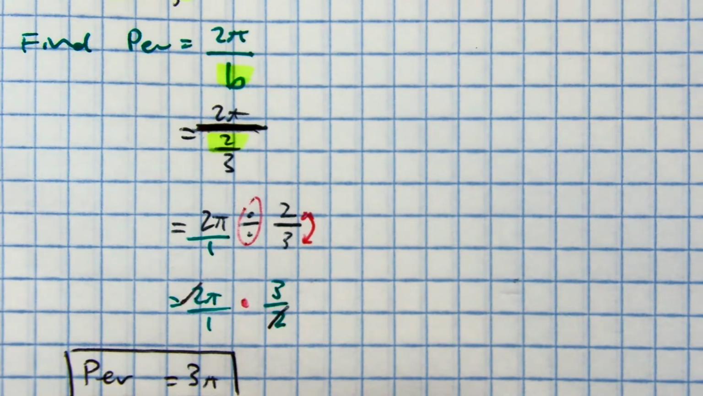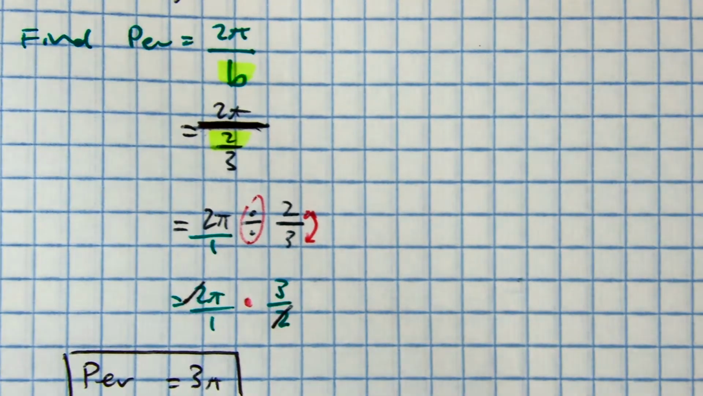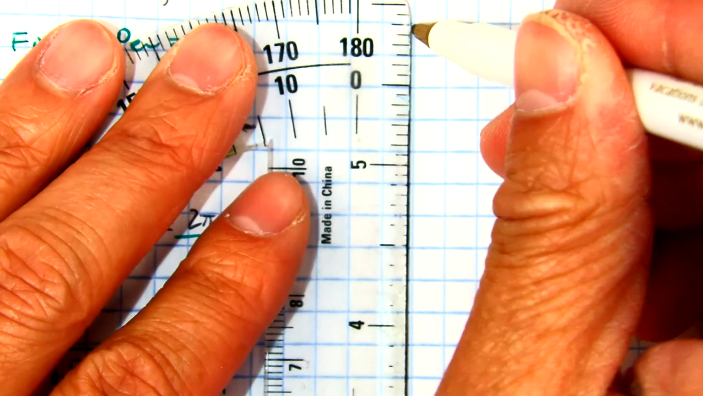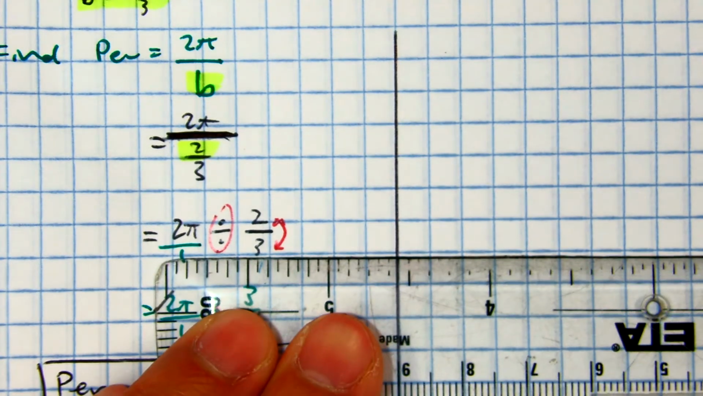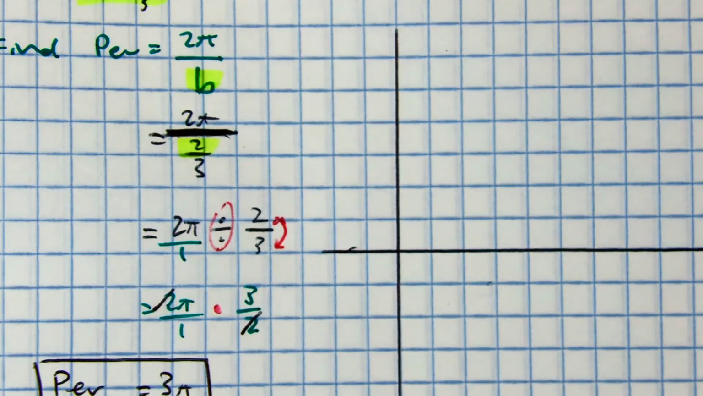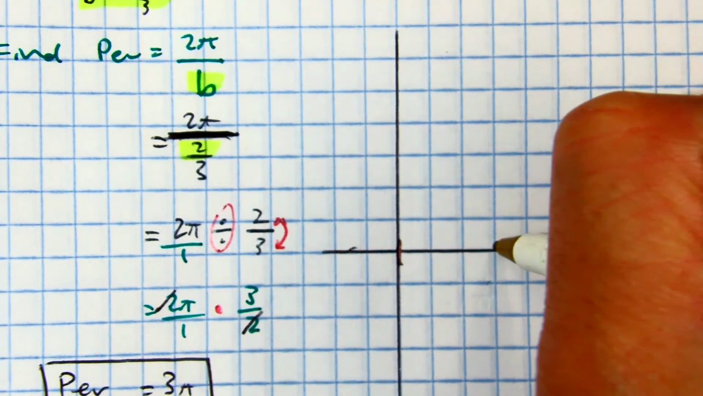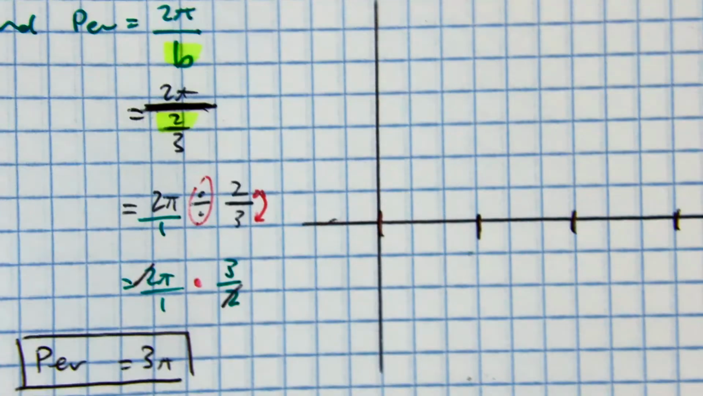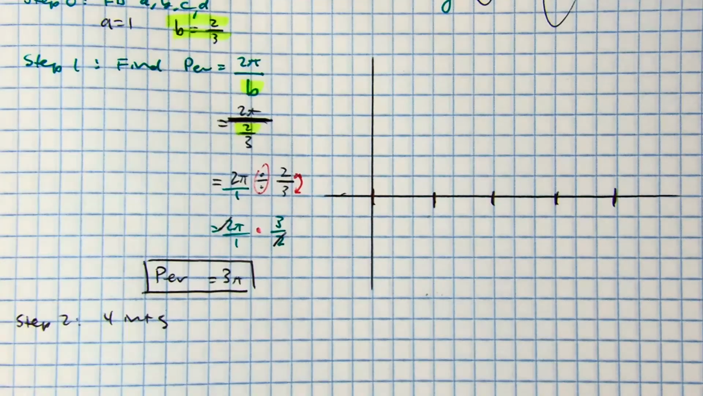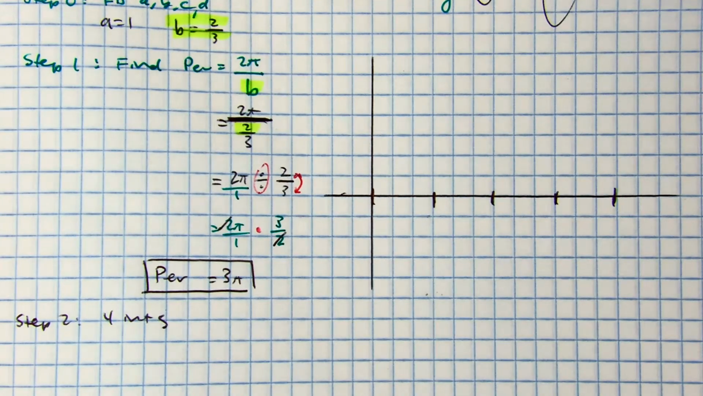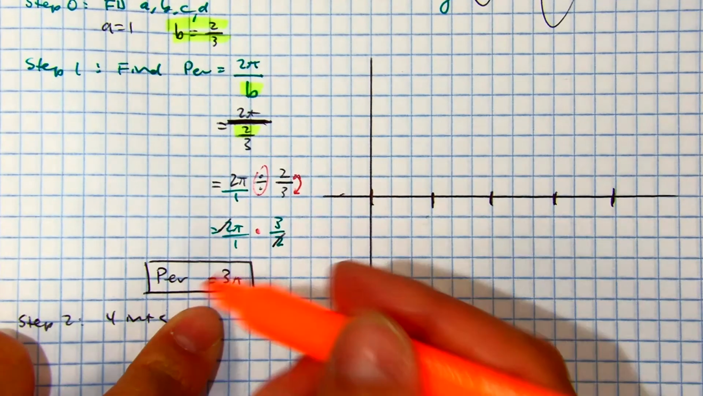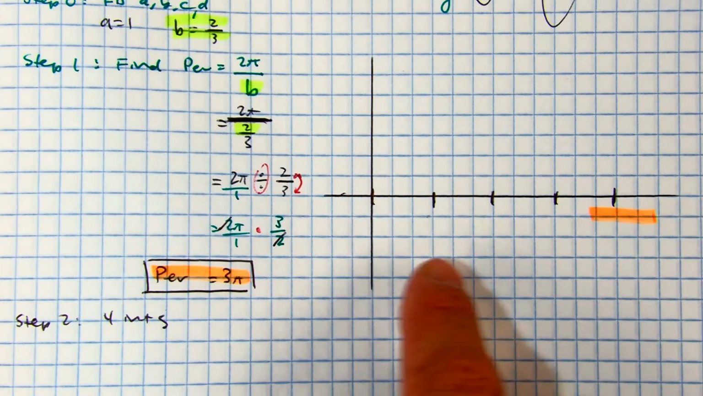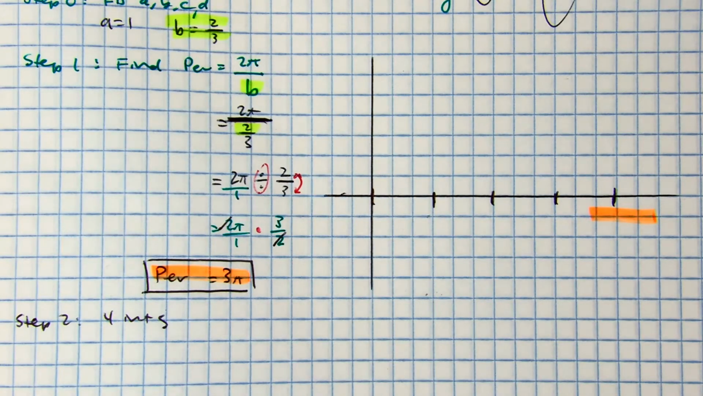So 4 intervals. Let's draw a graph. One, 2, 3, 4, 5. Class, put your finger where 3 pi goes. Here. Yes? Alright, with your partner now, I want you to find the 5 x values so we create 4 intervals. 30 seconds. Ready, set, go.